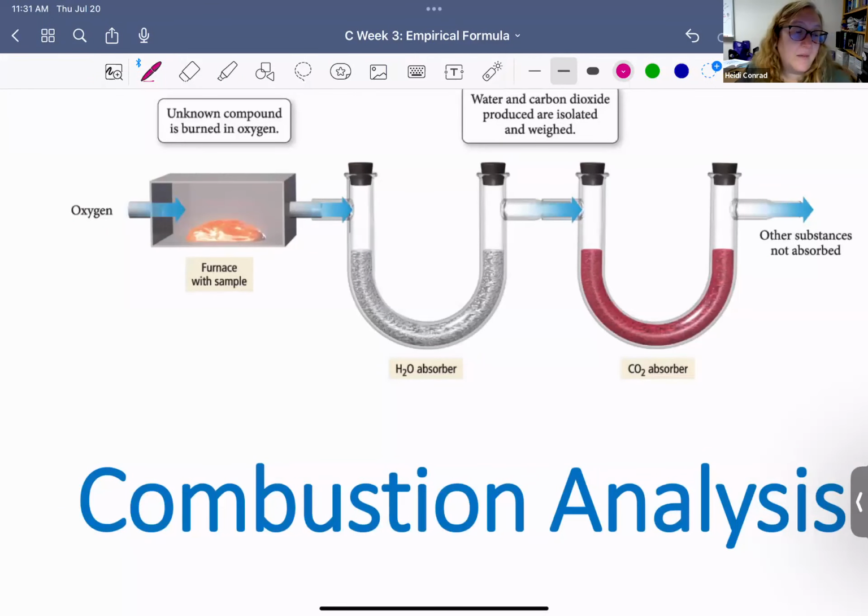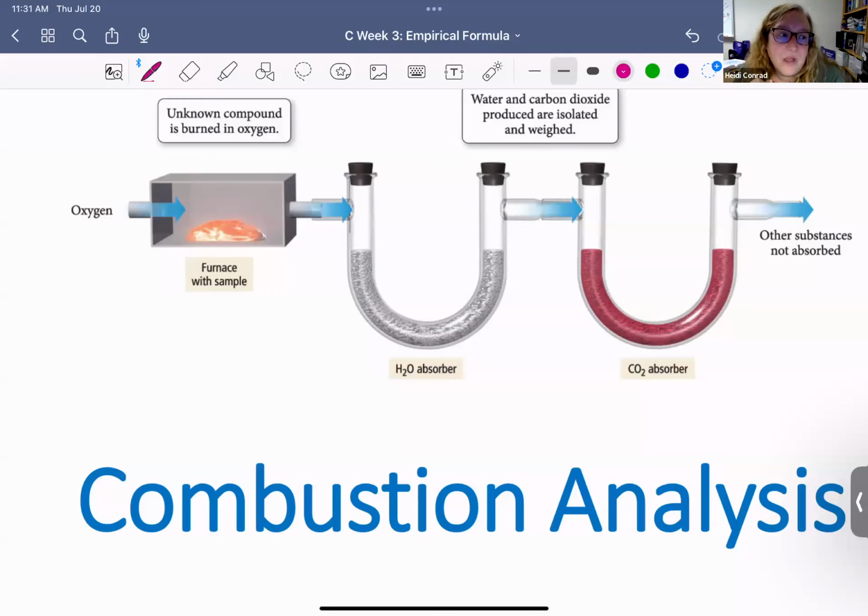We've got oxygen being added to that sample, because when you burn something, you need an oxidant. Oxygen is your oxidant. Then we can have a water absorber, a CO2 absorber, and we can absorb other substances as well: sulfur, nitrogen, whatever you want to look at. But if I burn a common compound in the presence of oxygen, I will produce H2O and CO2. We haven't gotten to combustion analysis yet. That's chapter 4, where we start balancing equations, so that'll be next week.